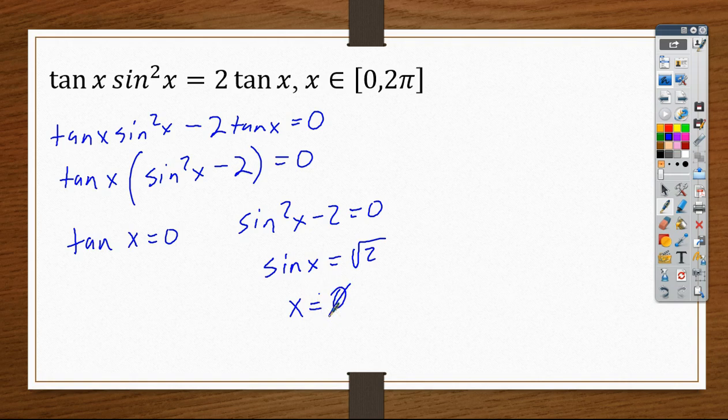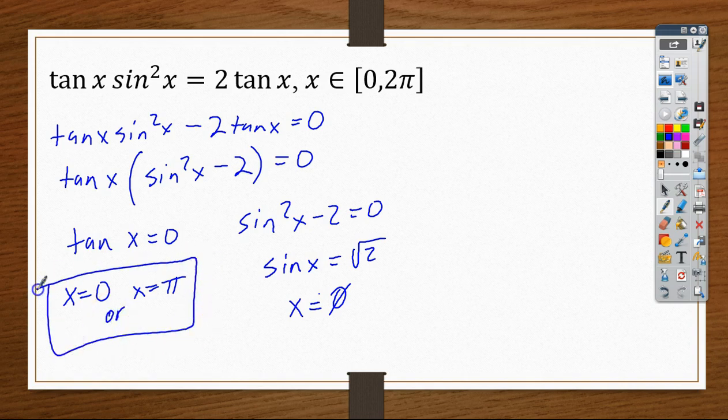So now all that's left over is when tangent of x is equal to 0. Well, when does that happen? Tangent of x is equal to sine over cosine, so it happens when sine is equal to 0. And sine is equal to 0 when x is equal to 0 or x is equal to pi. Those are my two answers. And I'm done.